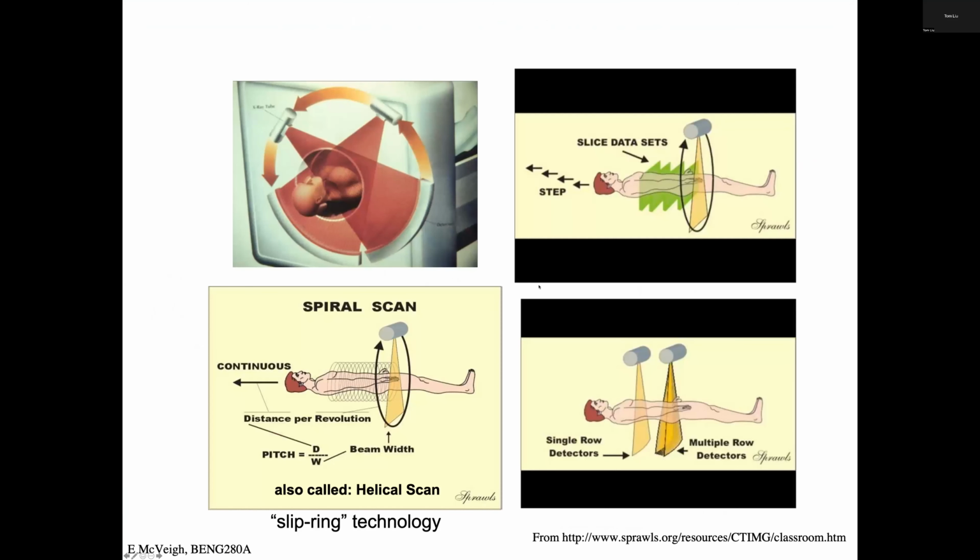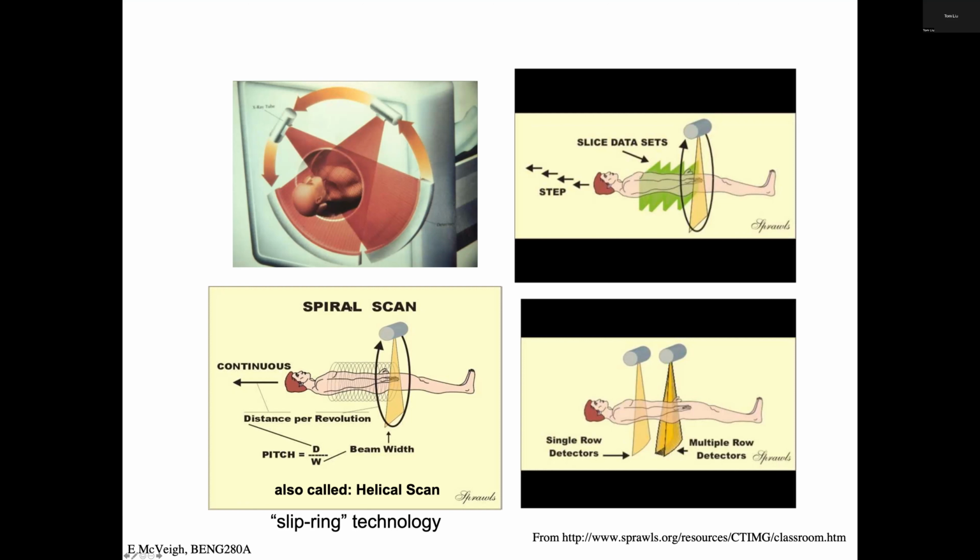So here's a set of pictures showing the basic structure. Here's my X-ray source, makes a fan beam. I've got a detector and I'm going to rotate that thing continuously. Okay? And that'll give me all these different views through the patient.